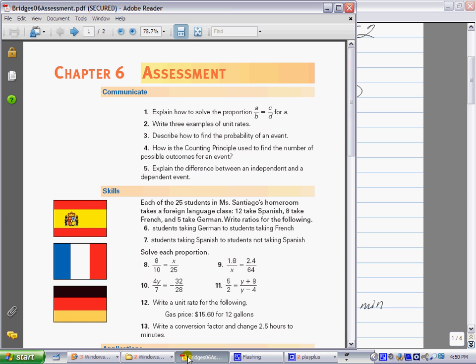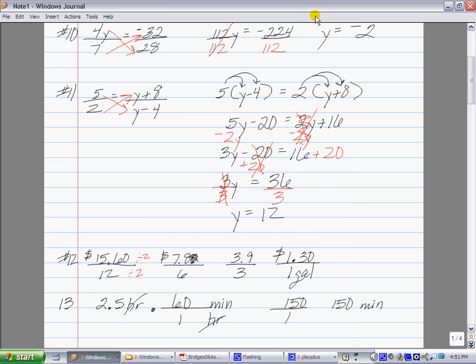Okay, we continue with our lesson, Chapter 6 review, and we are going to go with number 12. It says, write a unit rate for the following. The gas price is $15.60 for 12 gallons. So here's our problem right here. We have $15.60 for 12 gallons.